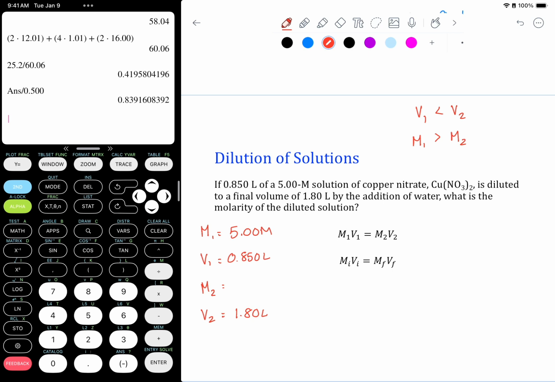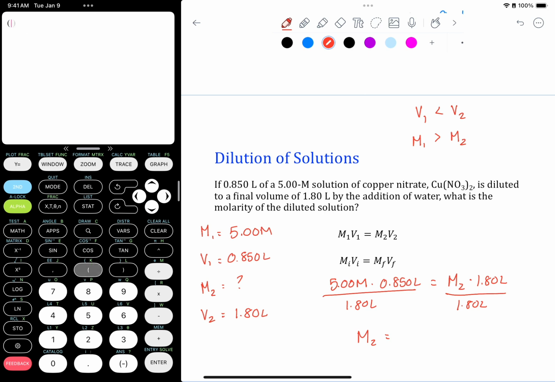So we have 3 of our variables. Now we just set them up and solve for M2, what we don't know. We want to know the molarity of the diluted solution. So we plug everything in: 5.00 molar times 0.850 liters is equal to M2 times 1.80 liters. We divide both sides by 1.80 liters, and we are going to get M2.